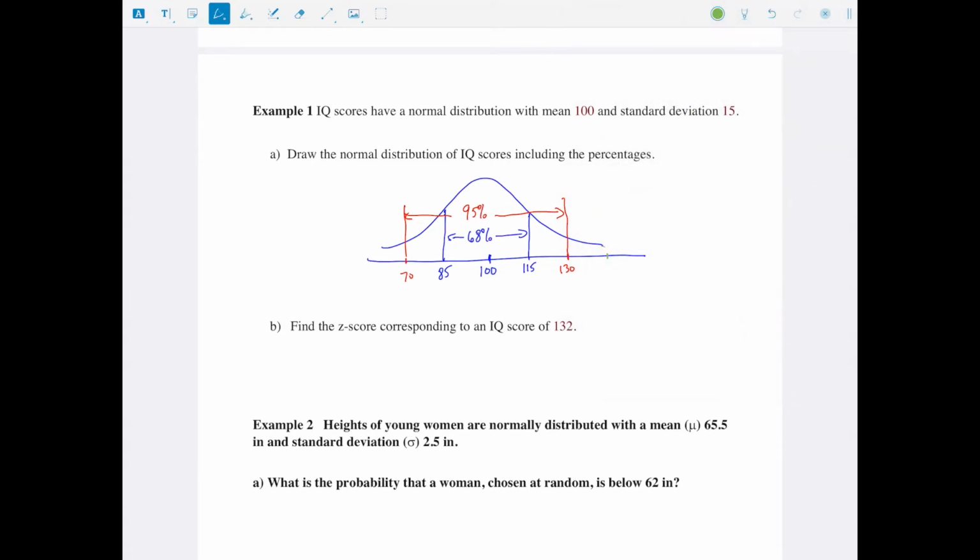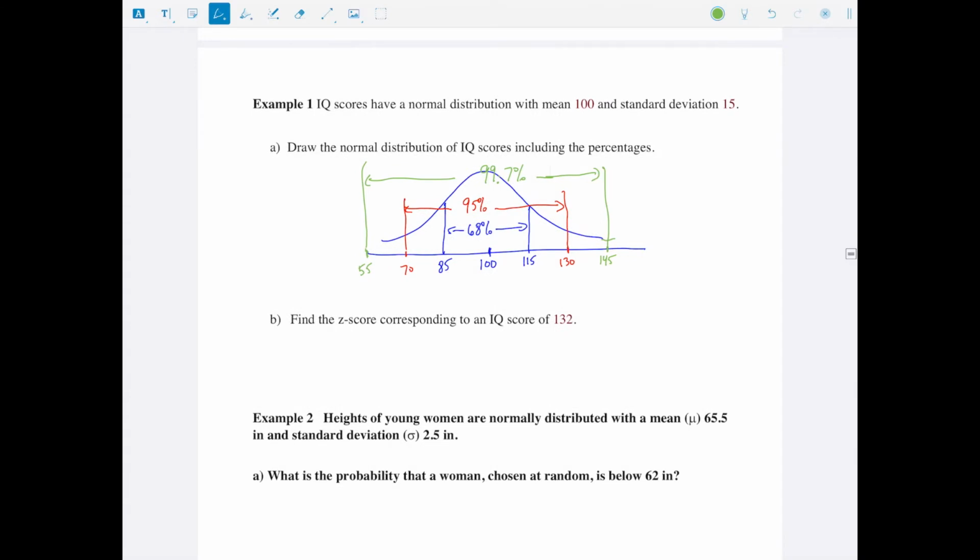So 3 standard deviations out, so that's 145, and below that is 55, and from here to here is 99.7% of my data. Okay, and that's how an IQ test is actually done. They score it on a normal distribution.